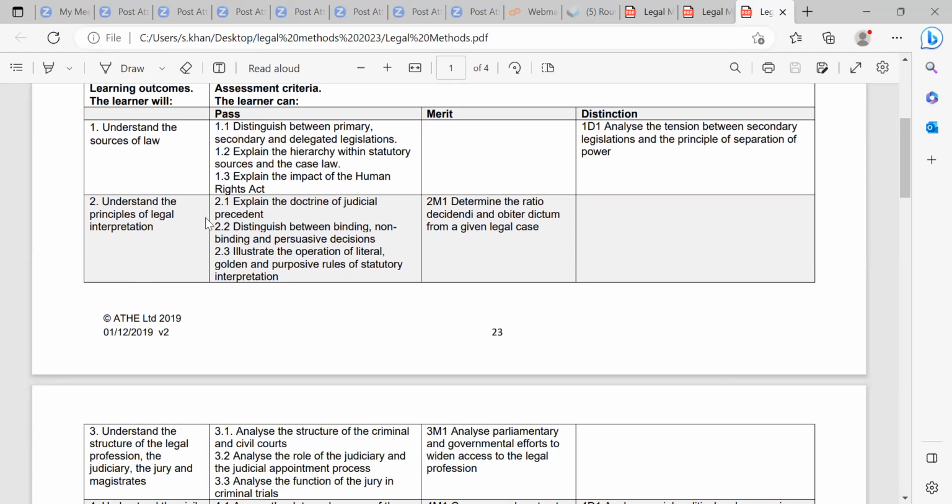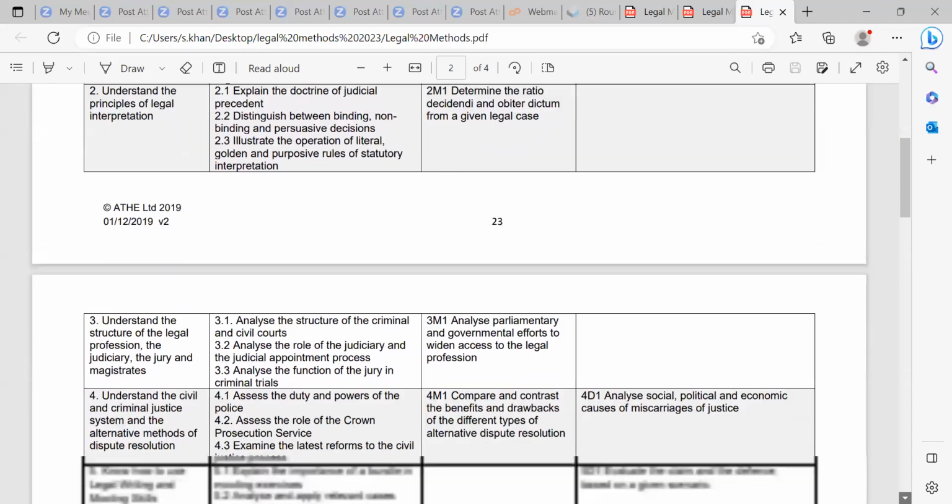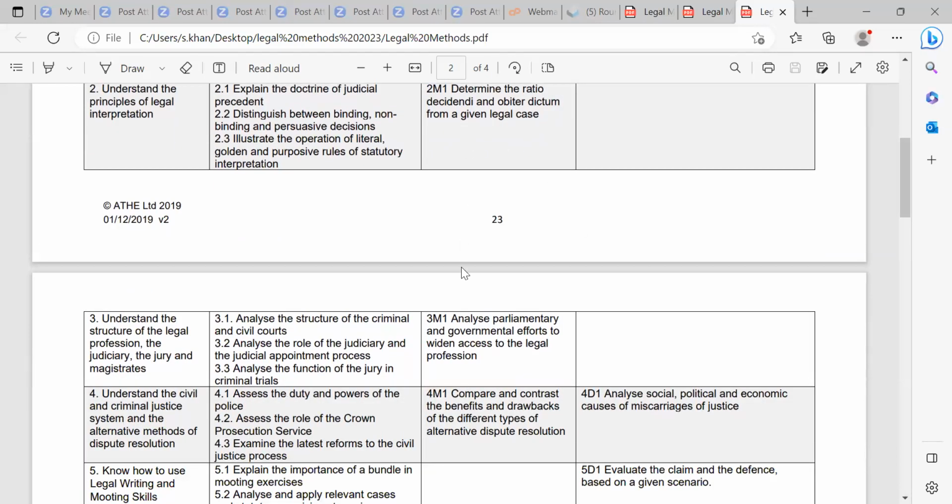Learning outcome 2, understand the principles of legal interpretation. 2.1, explain the doctrine of judicial precedent. 2.2, distinguish between binding, non-binding, and persuasive decisions. 2.3, illustrate the operation of literal, golden, and purposive rules of statutory interpretation. And then 2M1, determine the ratio decidendi and obiter dictum from a given legal case.